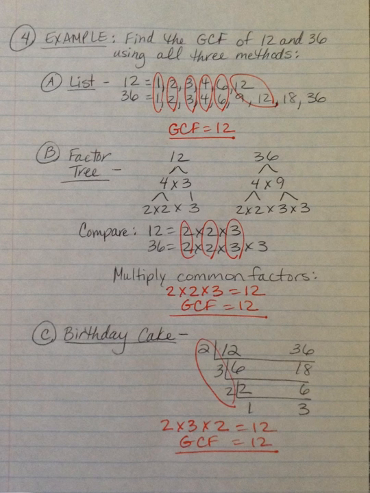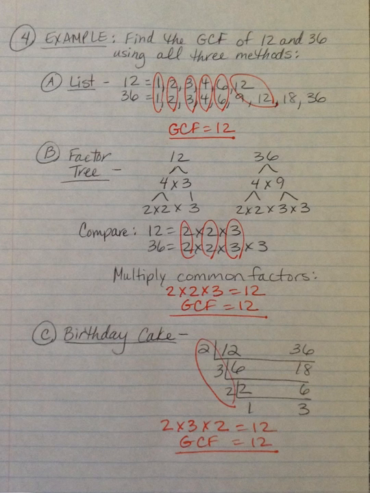I don't think I really need to talk about that much, except you list all the factors of 12, all the factors of 36. You circle the common factors, which are 1, 2, 3, 4, 6, and 12, and you take the greatest factor that they share in common, which in this case is 12. So the greatest common factor is 12.